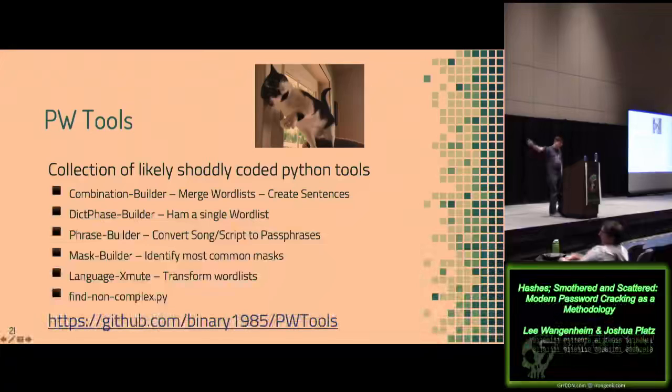So that is actually Josh's cat named Hashcat. I feel obligated to, he loves his Hashcat. So this is where you can find his password tools. And it's got a couple of different things. Some of that has been kind of ported over into PW Spy as well.